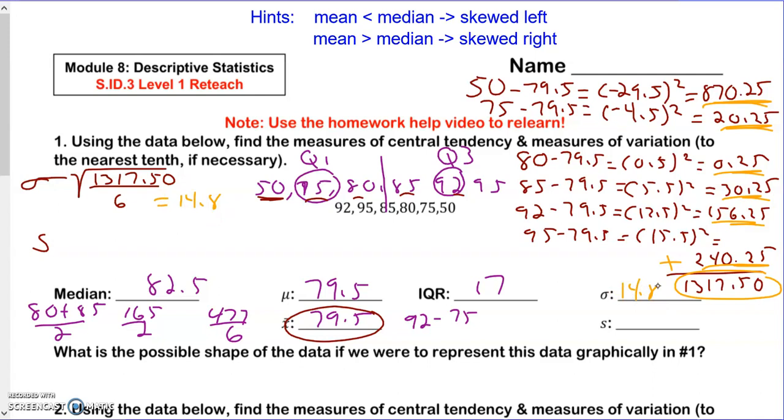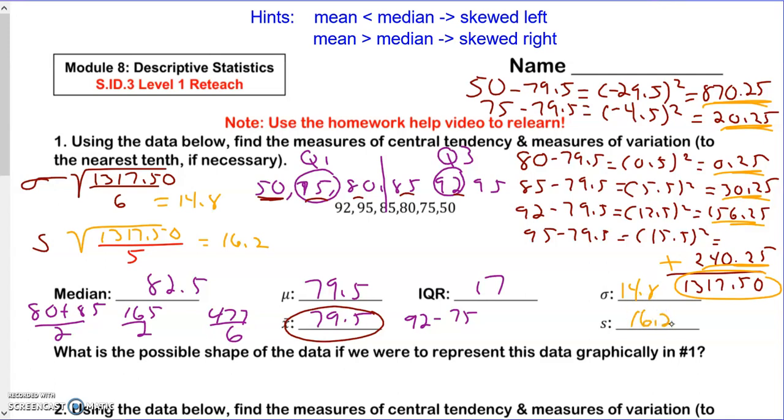Now to do the sample standard deviation, it's the same thing, except the one difference, and I'm going to put it in red, is 1 less. The number is always 1 less than how many numbers we have on the bottom, and my answer would be 16.2.